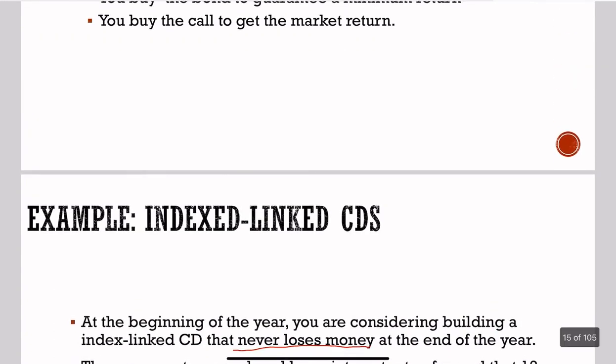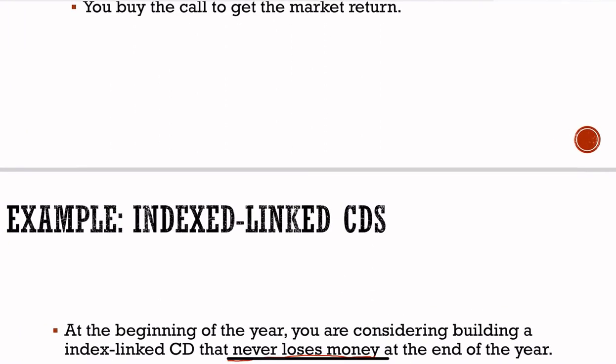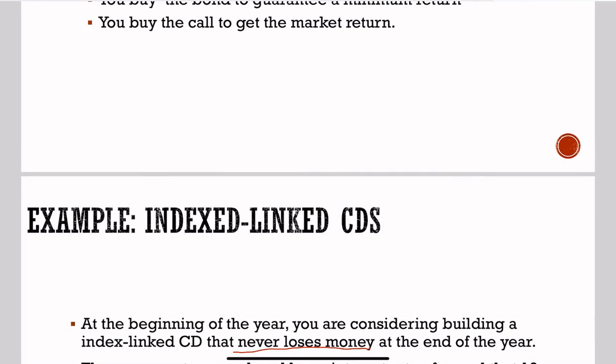Wow, that sounds confusing, right? So let me show you how to construct this index-linked CD. Let's first write down these three notations. First, we know the interest rate. This 1 year interest rate is RF. So this is the 1 year interest rate.